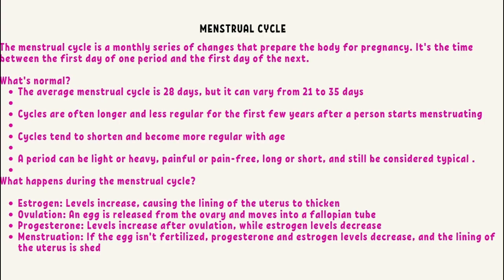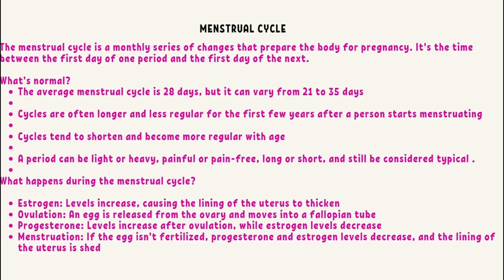So what happens during the menstrual cycle? Once you're talking about the menstrual cycle, two very important hormones you have to talk about are estrogen and progesterone. When estrogen levels increase, they cause the lining of the uterus to thicken, right? Then at ovulation, the egg is released from the ovary and moves into the fallopian tube. So what the body is expecting at this point is, I'm going to get an egg, the egg will implant, and you'll get pregnant.